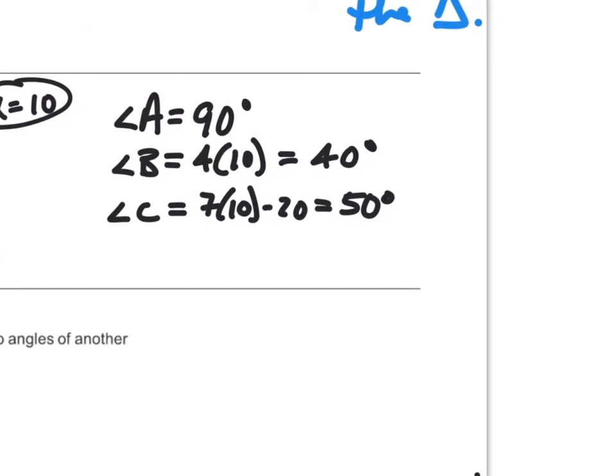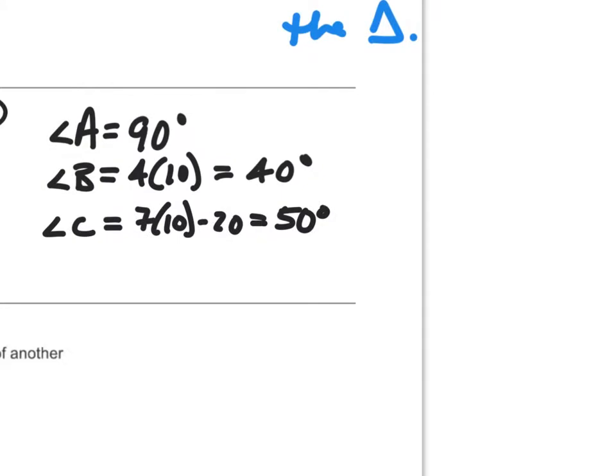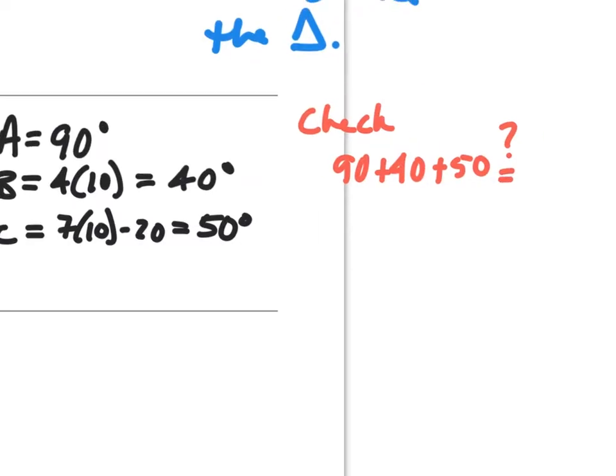If you wanted to check this, and this is done, but if you wanted to make sure that you're correct, take 90 plus 40 plus 50, and do you get 180? That's the question. You can always check yourself if you're right if you get those values. And we are right, it is going to be 180, and that's that.